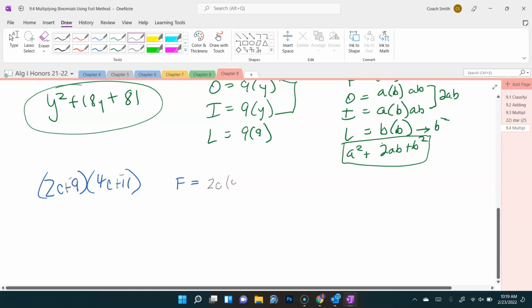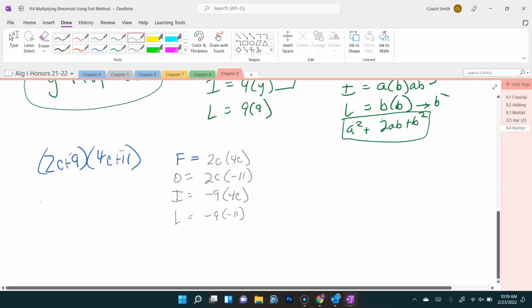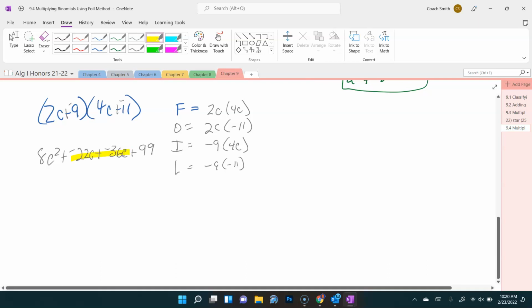2c times 4c. Outer times outer? 2c times negative 11. Inner times inner? Negative 9 times 4c. And last times last? So that gives me 8c squared plus negative 22c plus negative 36c plus 99. Put those two together, gives me 8c squared minus what? 58c plus positive 99.